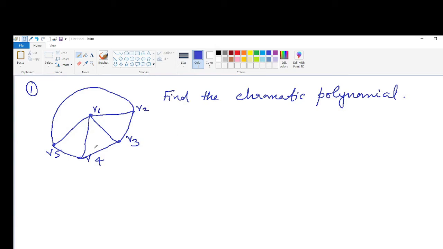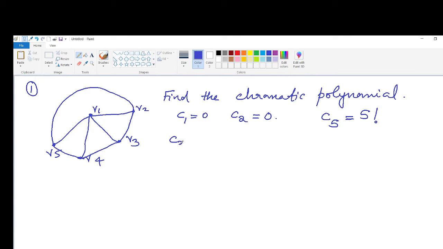Now here you can see that this graph contains a triangle. So it will require at least 3 different colors for properly coloring the graph. So clearly C1 equals 0 and C2 equals 0. Also here there are 5 vertices, so the value of C5 is 5 factorial. This is the maximum possible way. Now we want to calculate C3 and C4.